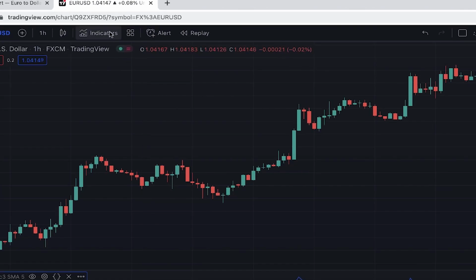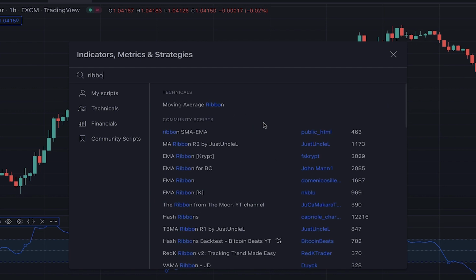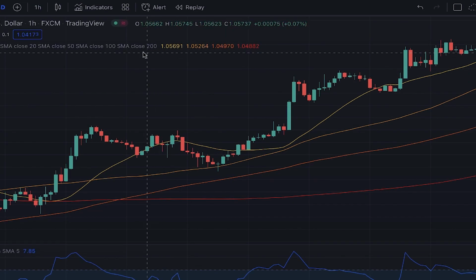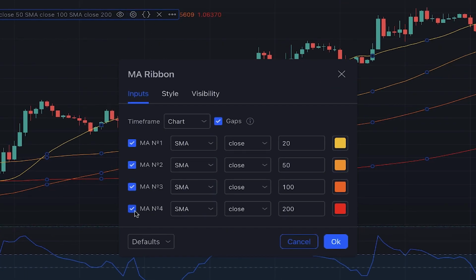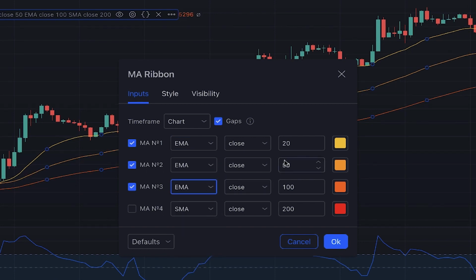Now we must add 3 exponential moving averages to our chart. We can add them separately, or an easier way is to add the moving average ribbon, this one, which gives us 4 moving averages. Here in the settings, we unselect one of them because we need 3 moving averages in this trading strategy. Here in this field, we set EMA because we need exponential moving averages. Then we must set 34 for the length of the 3 exponential moving averages.